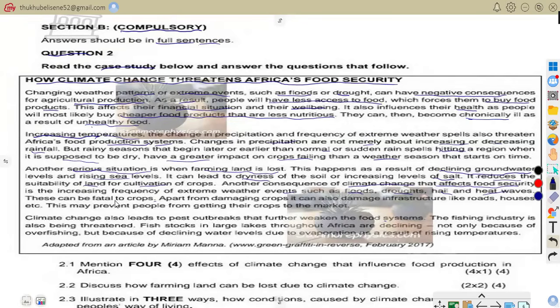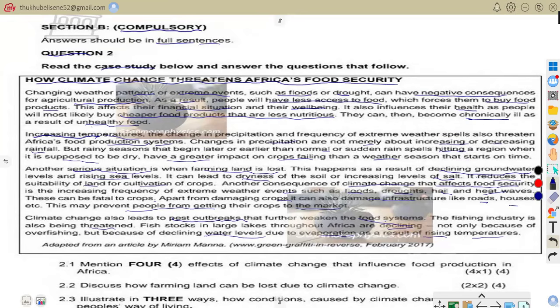So this can be fatal to crops. Apart from damaging crops, it can also damage infrastructure like roads, houses, and so on. So this may prevent people from getting their crops to the market. Climate change also leads to pest outbreaks that further weaken the food systems. The fishing industry is also being threatened. Fish stocks in large lakes throughout Africa are declining, not only because of overfishing, but because of declining water levels due to evaporation as a result of rising temperatures.